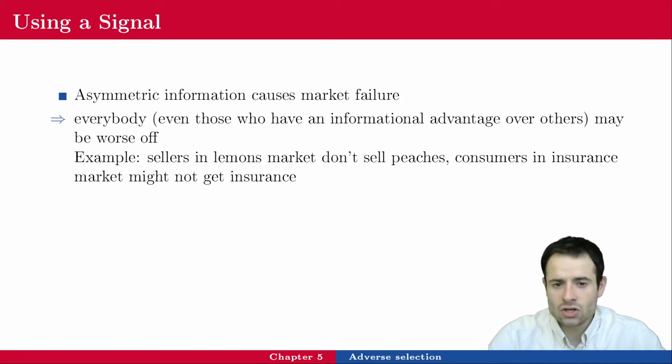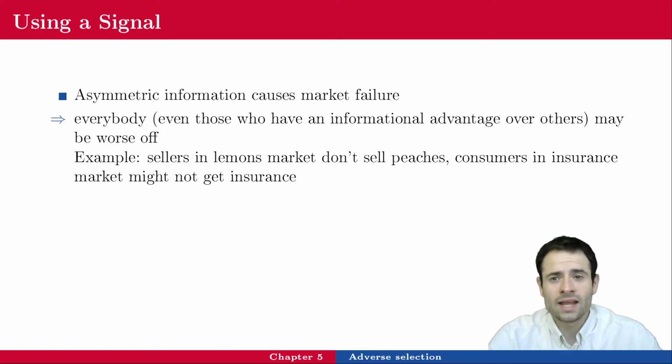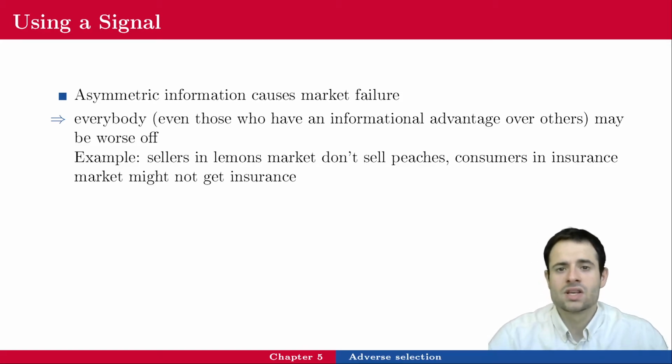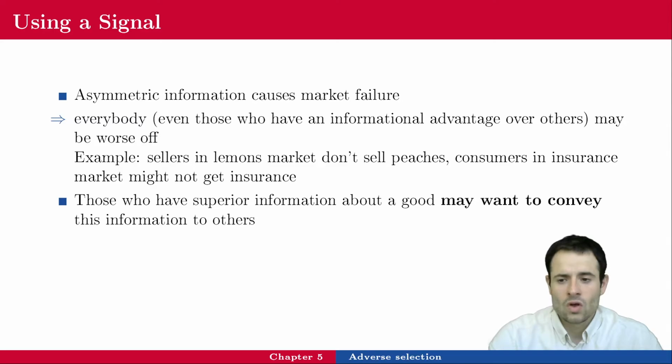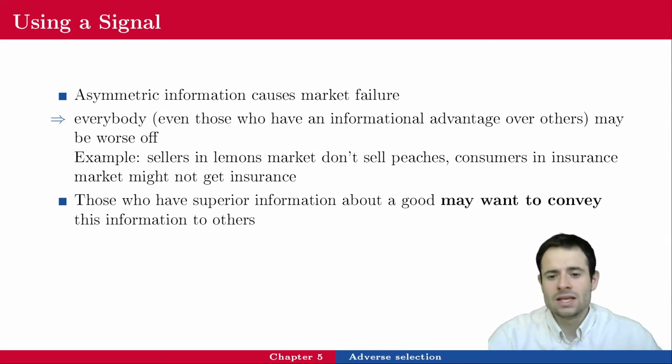So, asymmetric information causes market failure, and everybody, even those who have the information, may be worse off. Sellers in the lemons market do not sell peaches, but they wish they could, right? And technically speaking, buyers are willing to pay the price for that. It's just that they do not know if what they're looking at is a peach. And consumers in the insurance market might not get insurance because the proposed premium is too high for their own taste. Again, I say might because it is also possible that the expected premium, for instance, when it comes to insurance, is low enough and a high quality customer would still accept. It is possible.